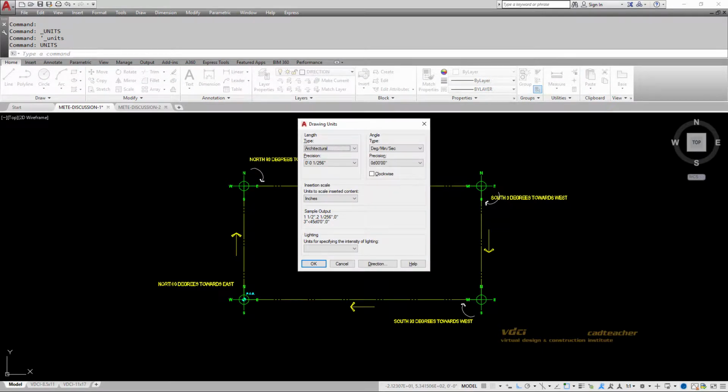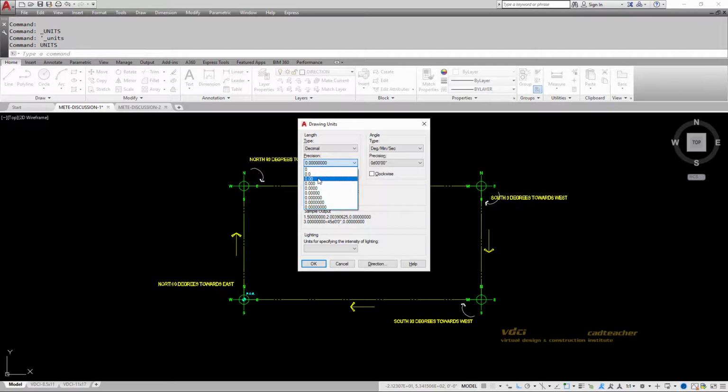When you look at the interface box, you'll see that the standard units that we have been using are architectural, and our precision has been set to 1/256. What civil engineers do is they choose decimal units. For us, an architectural unit is 1 inch. For them, a decimal unit represents a foot. So they would have decimal units, and then we have the precision.